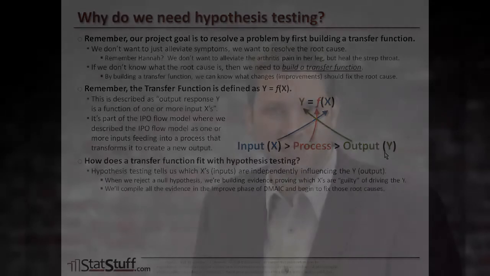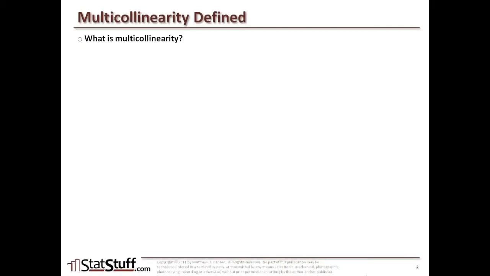Okay, now let's get to the exciting part of defining this $64,000 word, multicollinearity. Well, multicollinearity really refers to an interdependency between the factors that we're evaluating. So as an example, when we're building the transfer function, we're going to expect that each of the x's, that is the inputs into our transfer function, are going to be independent.